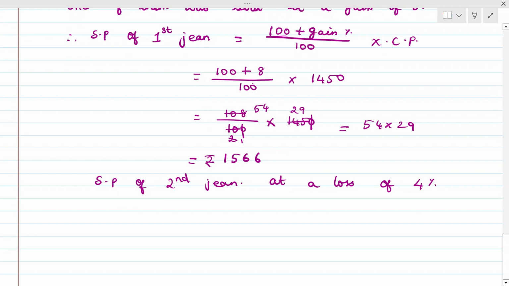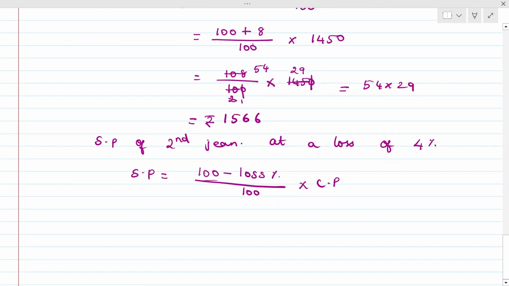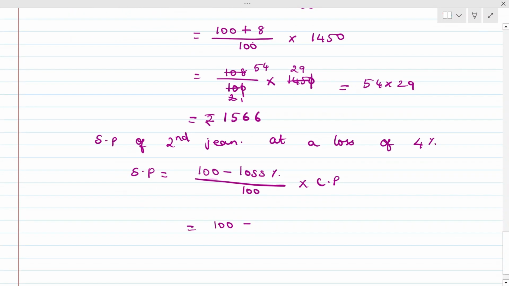Okay, so now again, this is SP, and this is a loss. So SP is equal to (100 minus loss percentage) divided by 100, into CP. So 100 minus the loss percentage 4, divided by 100, into CP, which is 1450. This jean is also bought for the same price. So when you reduce this, it will become 96 by 100 into 1450.